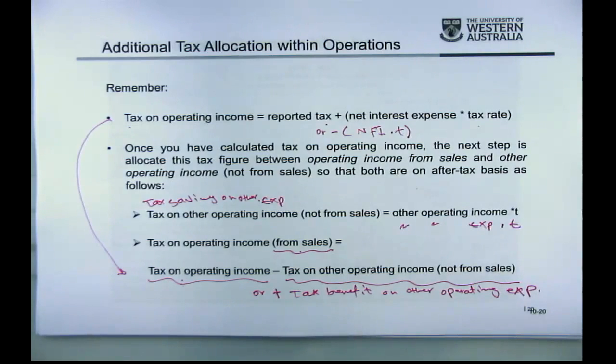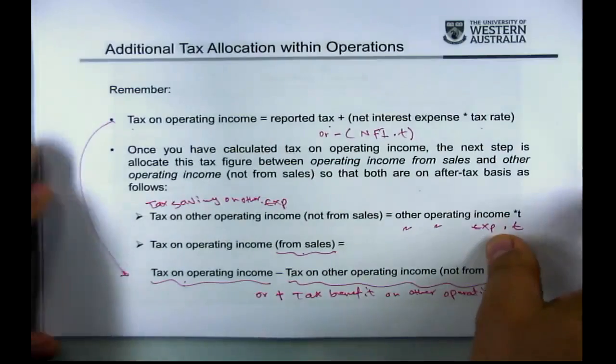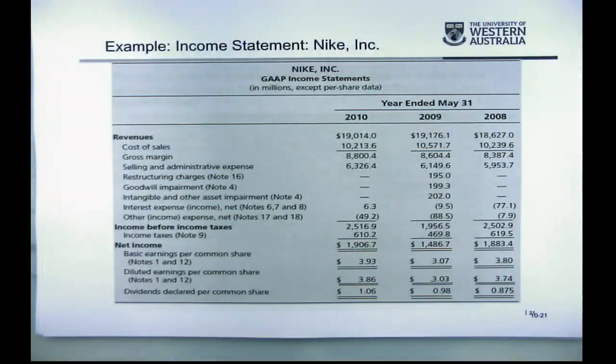Okay, let us see a numerical example and you will see how easy it is. Trust me, it is easy. I will explain it slowly. This is the income statement of Nike for 3 years.